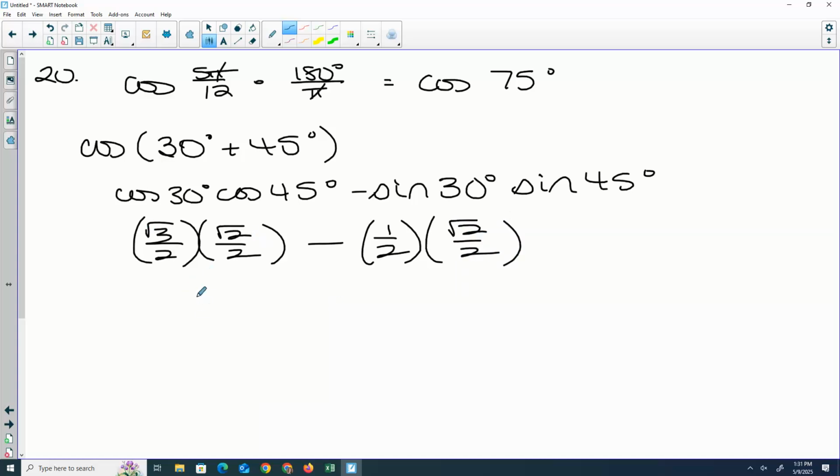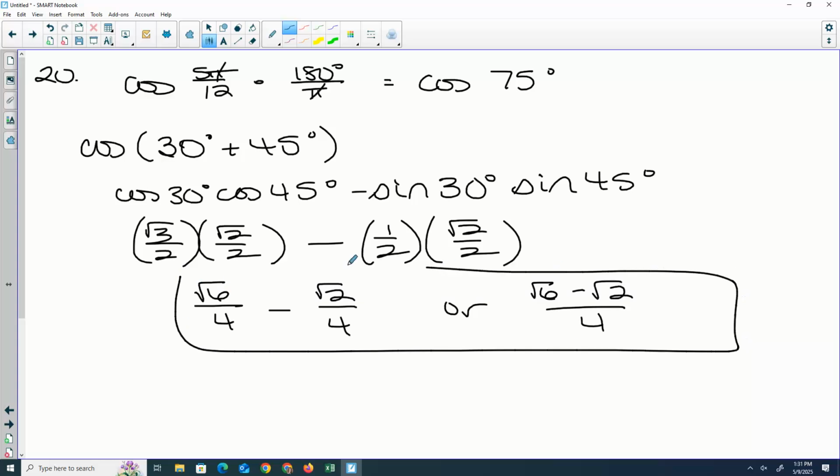If you multiply, radical 3 times radical 2 is radical 6. 2 times 2 is 4. 1 times radical 2 is radical 2. 2 times 2 is 4. You can leave it like that. If you put them together, you can't actually subtract them. You could just make a single fraction. But either of those answers would be okay.